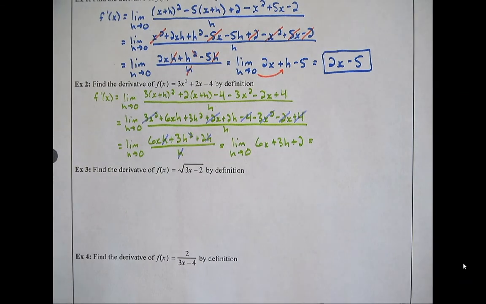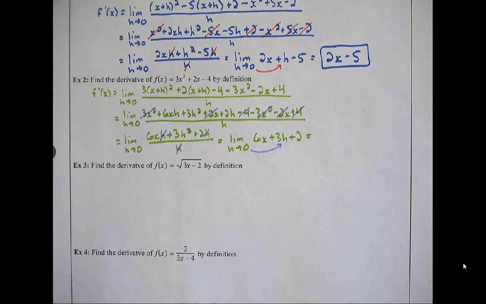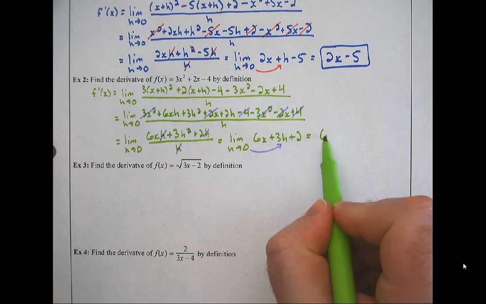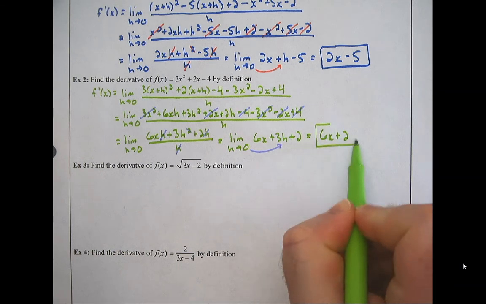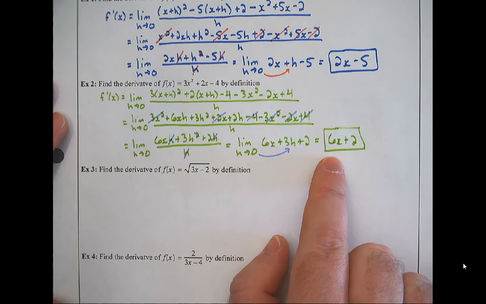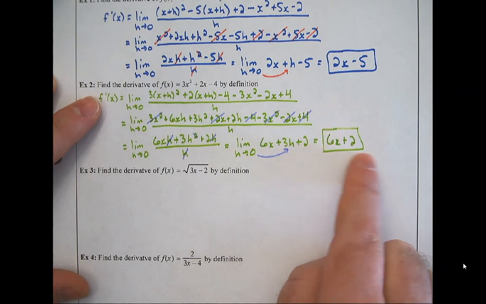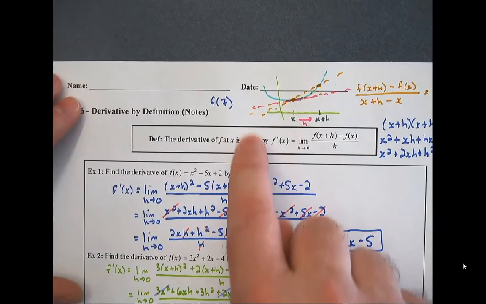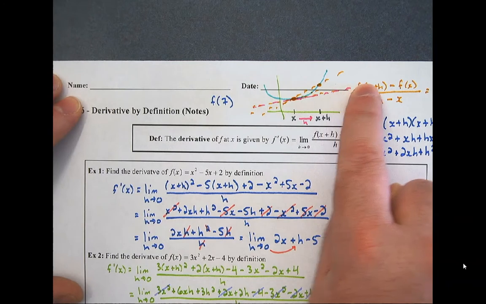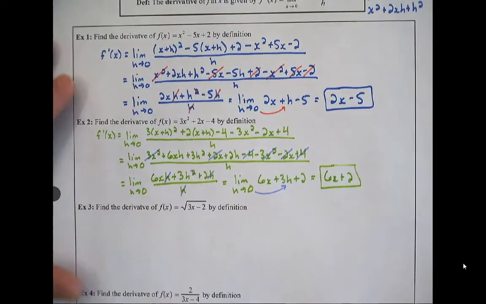Finally, I killed the h on the bottom, which means I can take the 0. Oh my gosh, I'm blowing up over there. I can now take the 0 and plug it in, and I get 6x plus 2. So that equation, how does that fit with what we talked about before? That represents all of the slopes. If I wanted to figure out the slope of the tangent line at 7, I would take 7 and plug it into this. This is the equation for all of those tangent line slopes that I talked about earlier. Remember, the derivative is the slope of the tangent line.